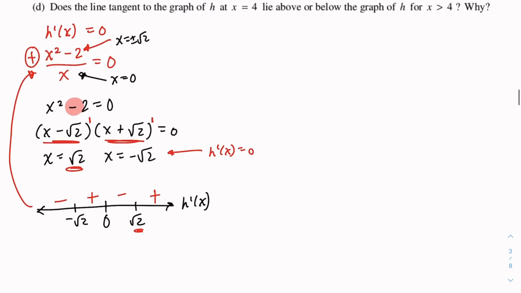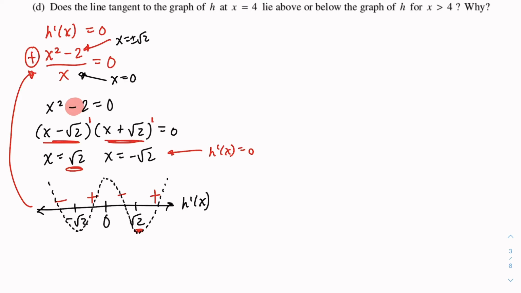So what's this tell us about the graph? Well, on the left of negative radical 2, we have a negative slope. Our derivative is negative, so my graph is decreasing. Between negative radical 2 and radical 2, h prime is positive, so h is increasing. Then h prime is negative, so if the slope is negative, then the graph is decreasing, and then again, we are positive slopes beyond radical 2.